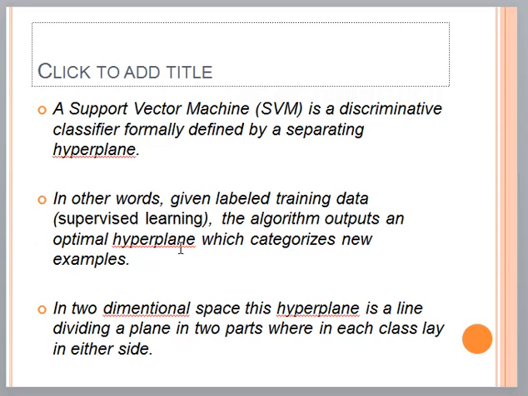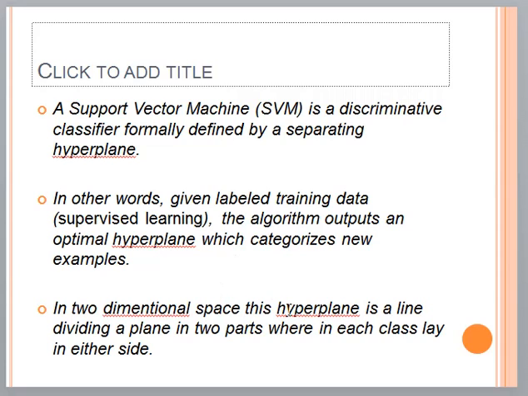So again, what does this mean here? This optimal hyperplane is that hyperplane which has the maximum margin between the instances and itself, the decision boundary. So we are basically categorizing new examples, or test examples, or new patterns into their corresponding classes or categories.